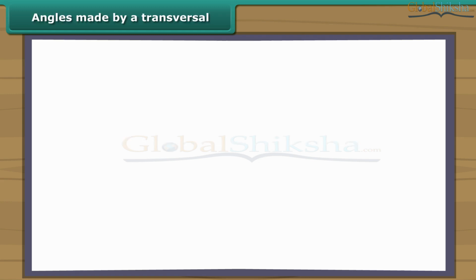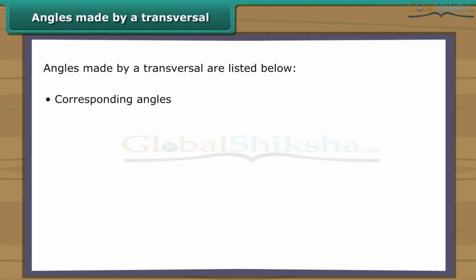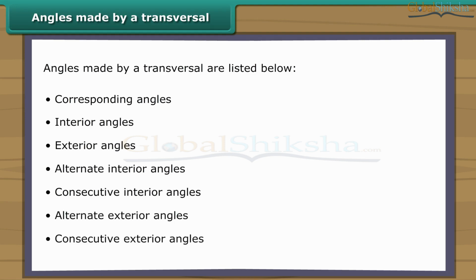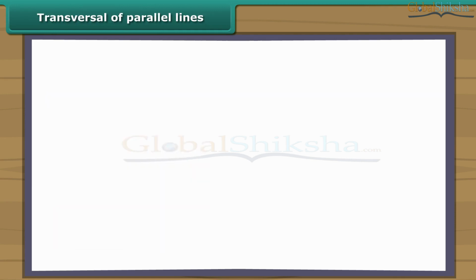Angles made by a transversal. Transversals form 7 types of angles. They are described as corresponding angles, interior angles, exterior angles, alternate interior angles, consecutive interior angles, alternate exterior angles, consecutive exterior angles. Click each button to know more about above-mentioned angles.